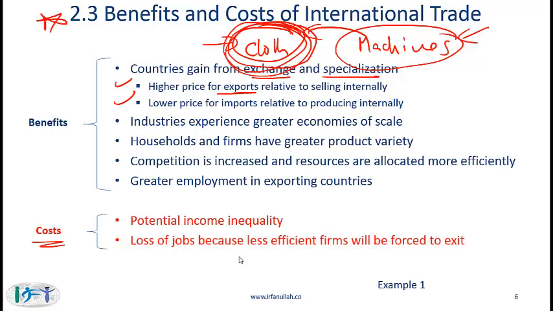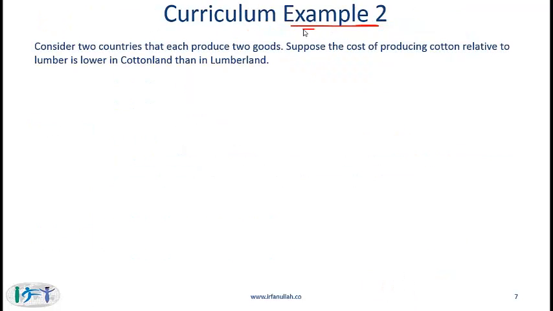There will be a loss of some jobs because less efficient firms will be forced to exit. If we take this country which is good at producing clothes, then the industry over here that produces machines will suffer. And we'll see this in examples later. For now, if you have time, take a look at example 1. This example deals with the US textile industry. This is the example that I want you to focus on though, and we will actually do it together.